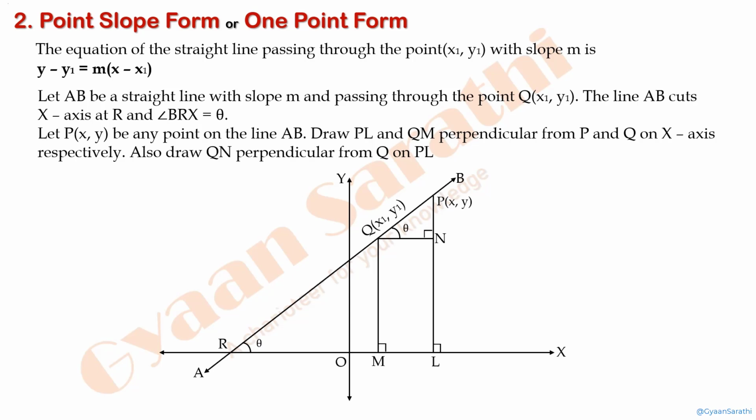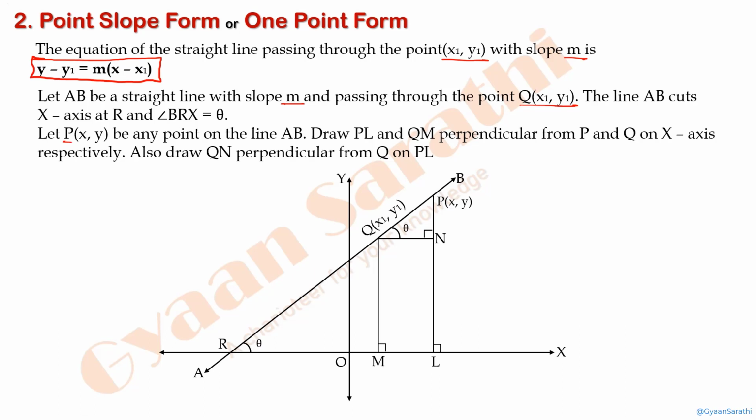The equation of the straight line passing through the point (x1, y1) and with slope m is y minus y1 is equal to m into (x minus x1). Let us see how we get this. Let us suppose we have AB, a straight line with slope m and passing through the point Q (x1, y1). Now the line AB cuts the x-axis at R and angle BRX is equal to theta, as you can see here in the figure.